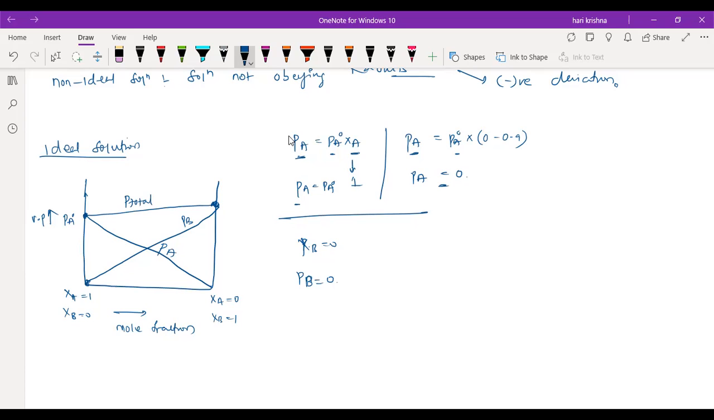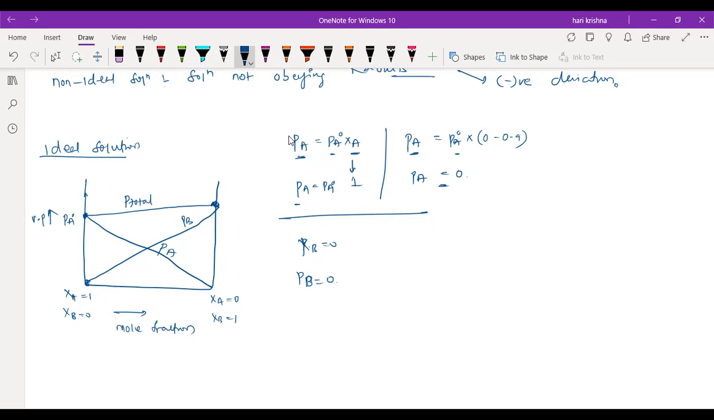Do you understand the graph? Yes. Any doubts? Any doubts in the graph? Hmm? Sir, I didn't get the PB is equal to 0 part.